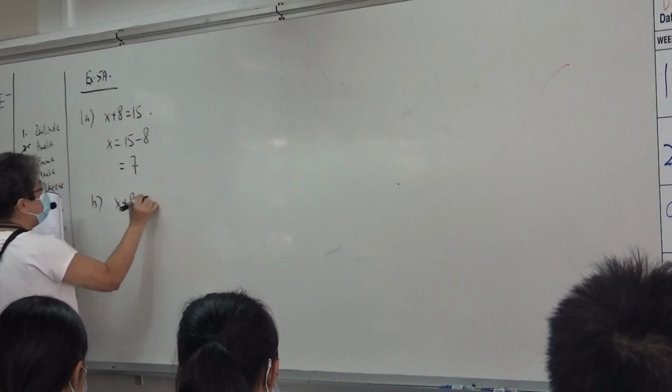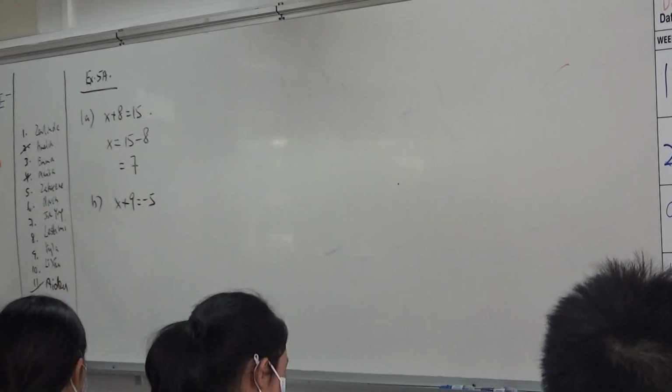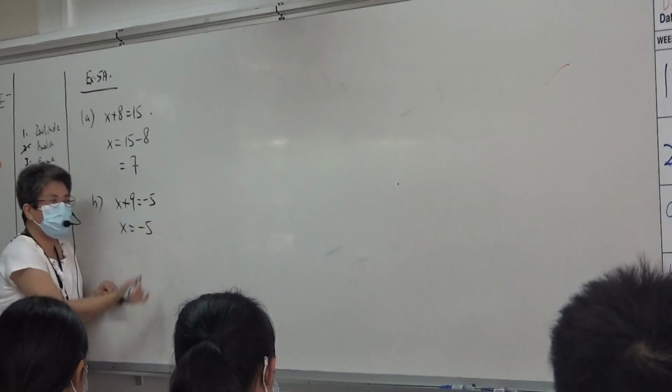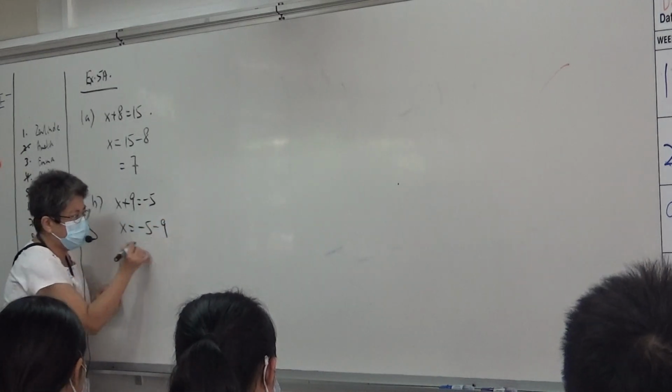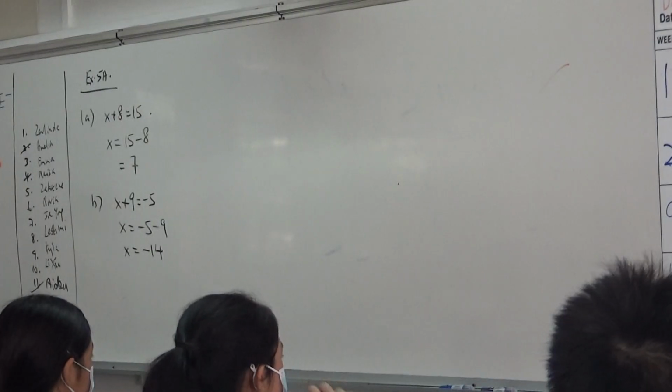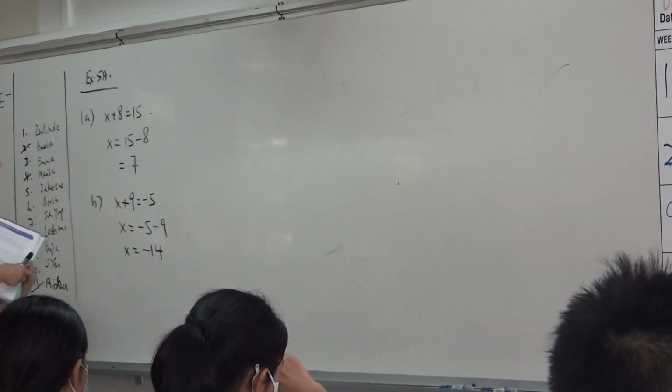Next, part B. x plus 9 equals negative 5. So, what is x? Can someone tell me? Negative 5 minus 9. So, x will be negative 14. Agree? Just use your calculator. You can get the answer. Okay? Next, we have part C.